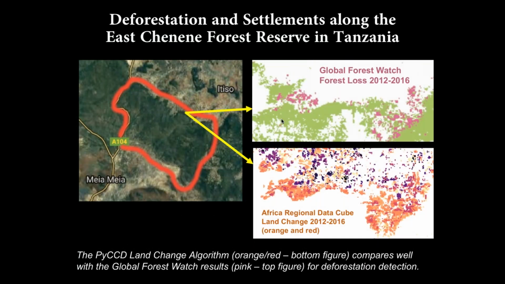Next is the East Shenane, I don't know if I'm pronouncing it correctly, but I'm going to say East Shenane Forest Reserve in Tanzania. We performed an analysis, and this was done a couple months ago, on the boundaries of this forest reserve. The forest reserve is here in red. This is the whole forest reserve.